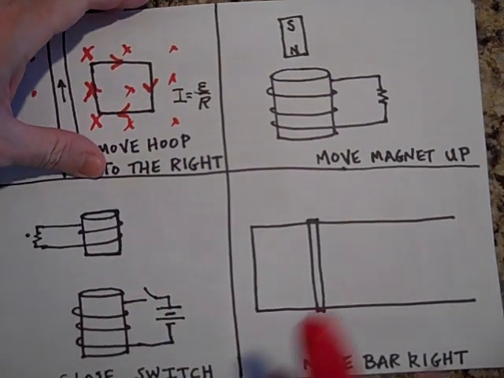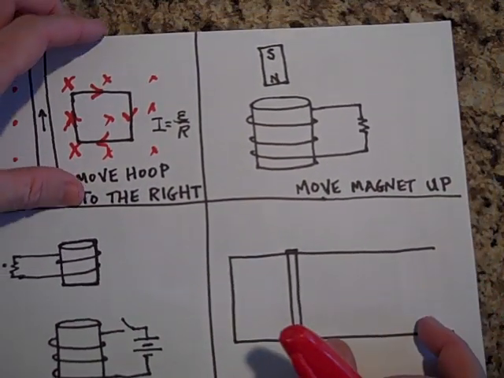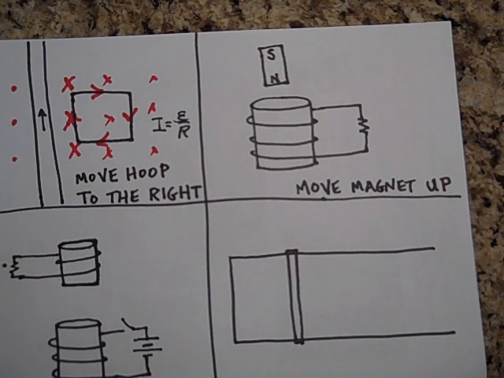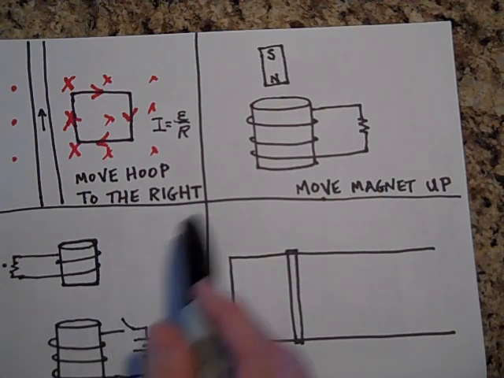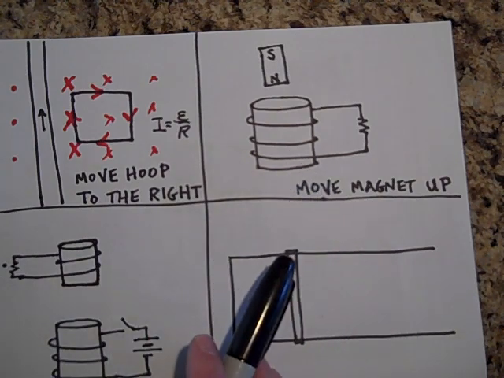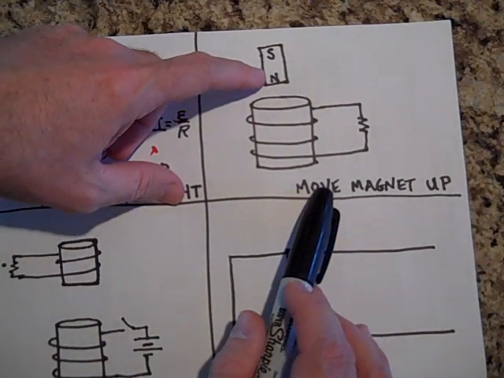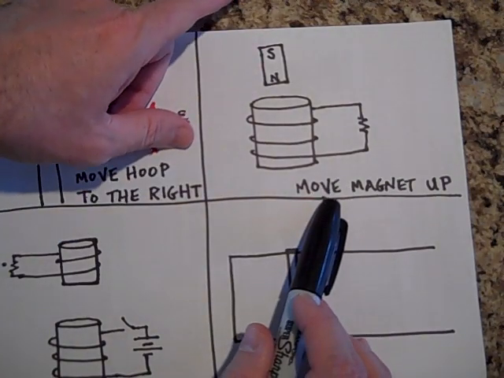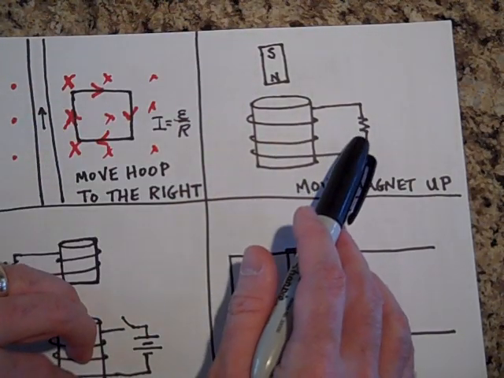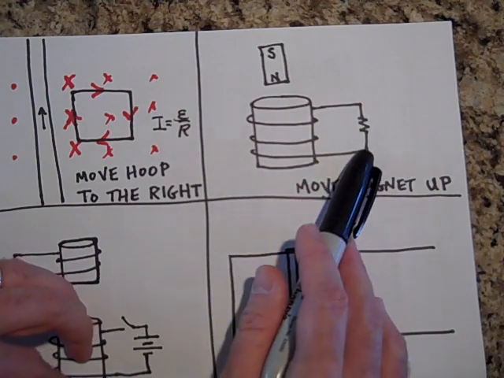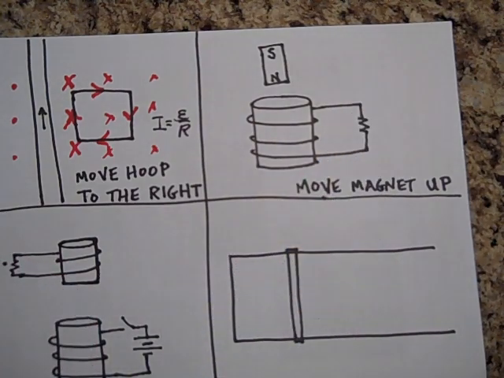Okay. Next one. Now these can get a little bit more interesting. So let's take a look. We got a coil here, and I'm going to move this magnet up. So I'm going to move this magnet away. Now I want to know which way the current's going to flow in this resistor. Will it flow up or down in the resistor?